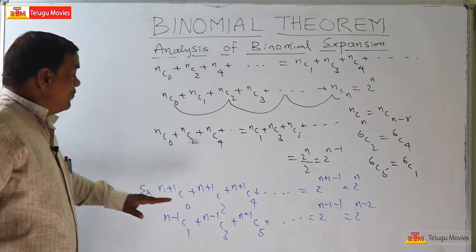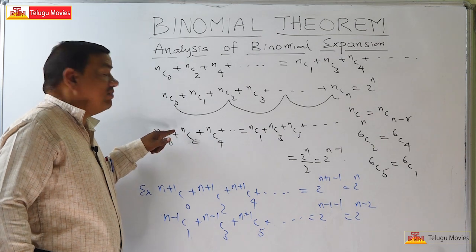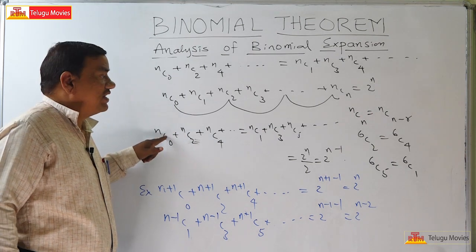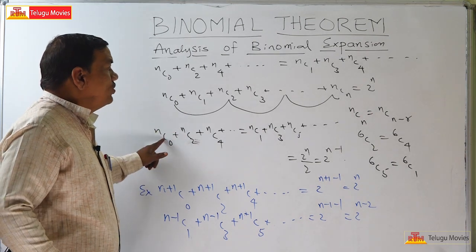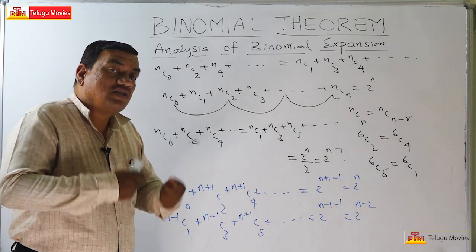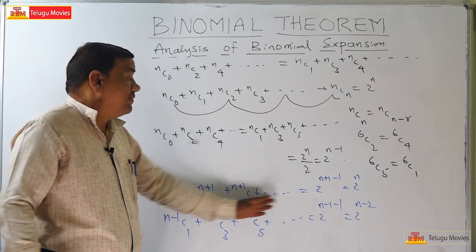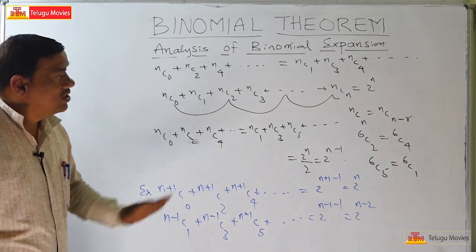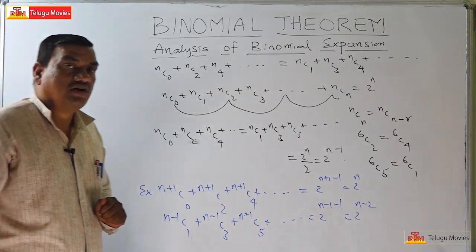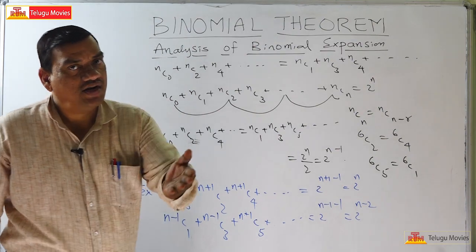Okay. So now if you want to know these two results, the fundamental result is this. If you know this result, in cyclic order you can find the sum of any binomial coefficients. Okay, now I hope that you understand this concept. So let us go for the next concept.